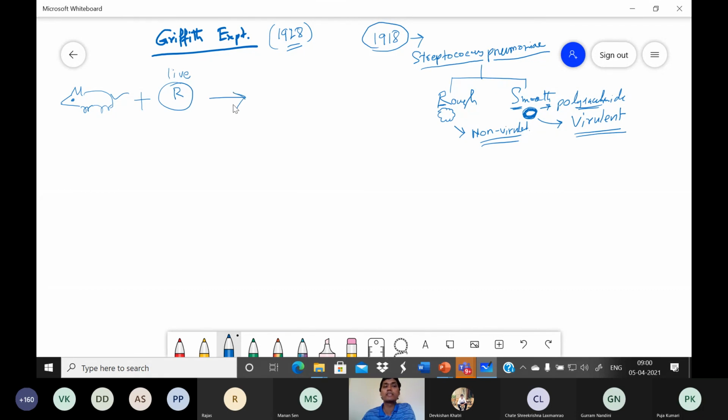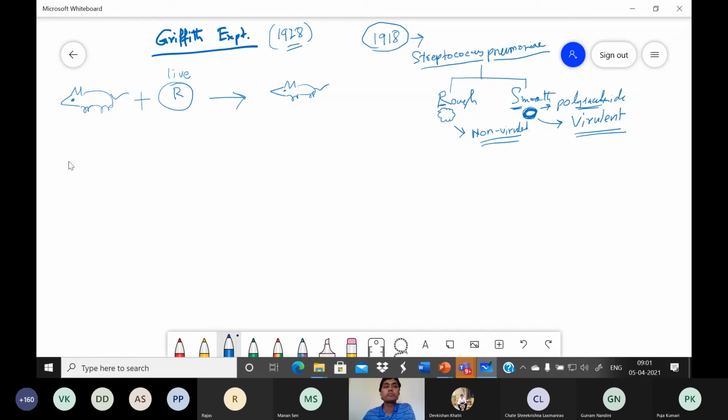So then what will happen? Tell me quickly. The mouse will die or the mouse will survive? Survive. Very good. Yes, because the rough strain is non-virulent or avirulent. So the mouse will be happy, no problem. It is right now fine.